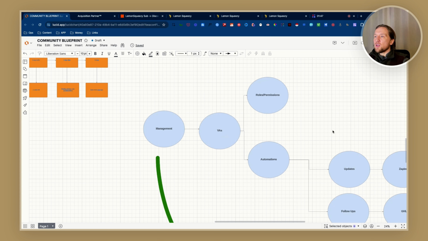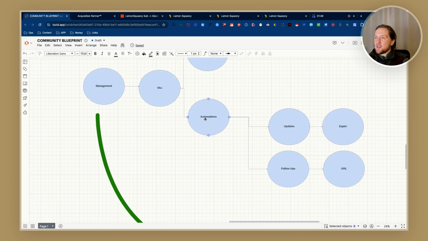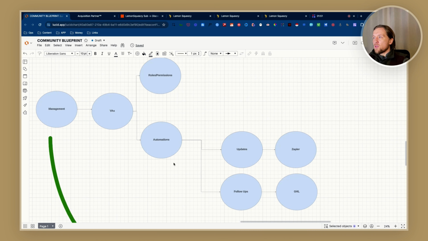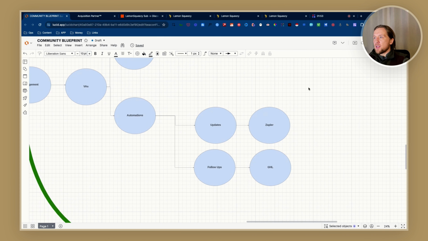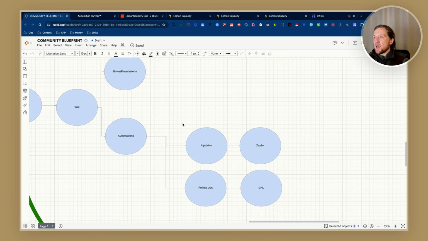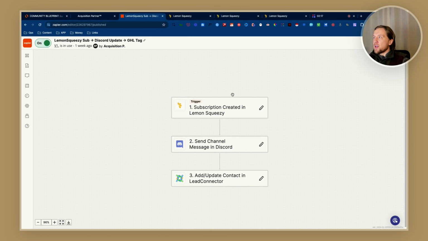Okay, so if you can't use a VA, or equally you can get a VA to set these up, what you want to make sure is that you've got a few key automations in place. Now, the split and the divide of where you need these automations really spreads across updates and follow-ups. All right. So one thing that you want to focus on is keeping updates automated, so that every time a new subscriber joins your Discord community, you get a notification, your team gets a notification. Same if they unsubscribe. And the way that you do that is through Zapier.